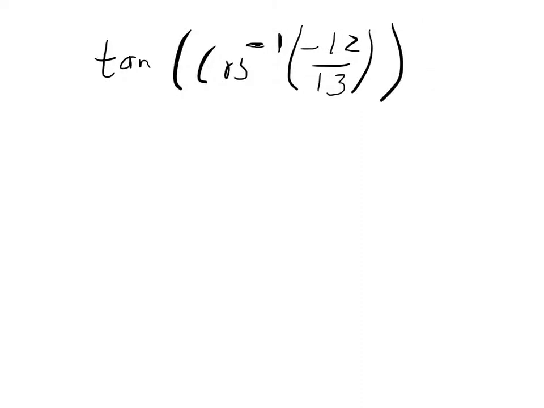So, continuing here with some other types of problems, suppose you were asked to evaluate the tangent of cosine inverse of negative 12/13. Again, let's remember, this item right here is an angle. So the big picture is I'm looking at a tangent of an angle. It's an angle that has a cosine of negative 12/13. And since I'm dealing with cosine inverse, that angle has to be between 0 and pi.